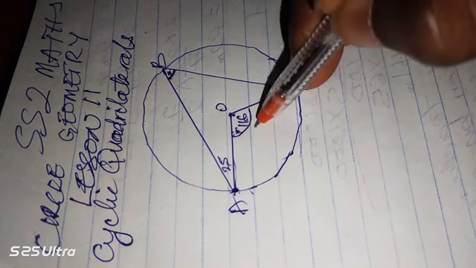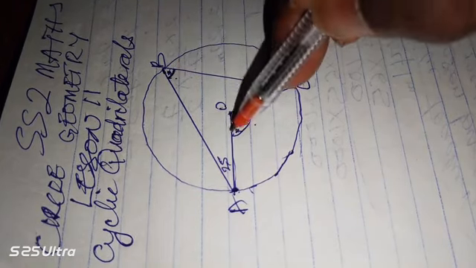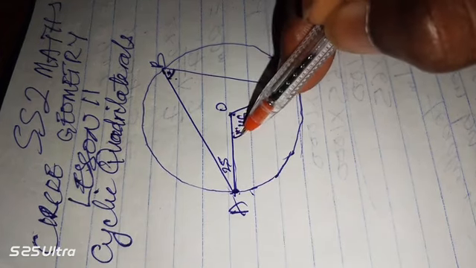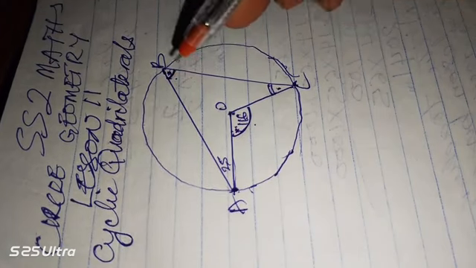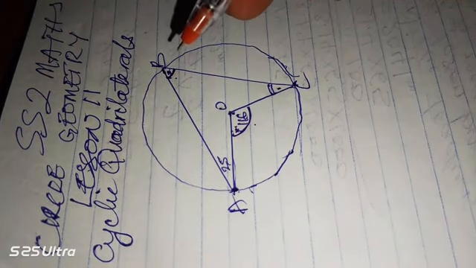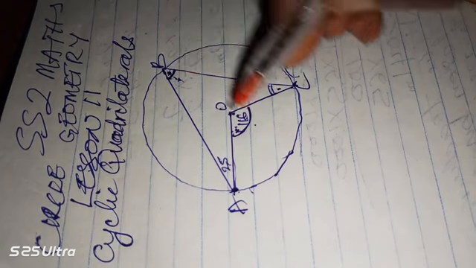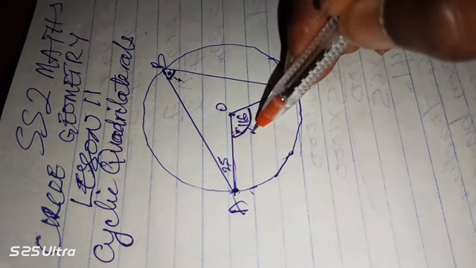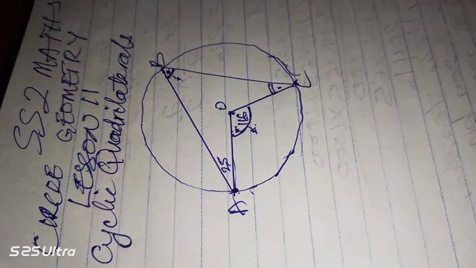So this angle and this angle have the same takeoff and landing point. And what's the second thing? They are facing the same direction. This one is facing down, this angle is also facing down. So they have the same takeoff and landing point, and they are both facing down. Those are the main properties. So angle at center is twice angle at circle.